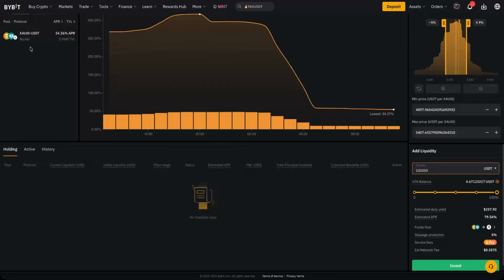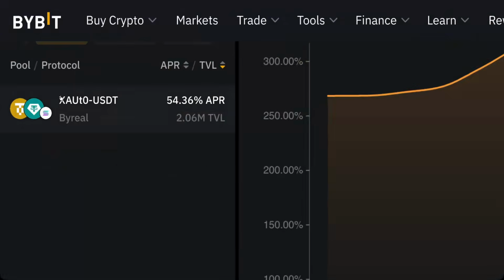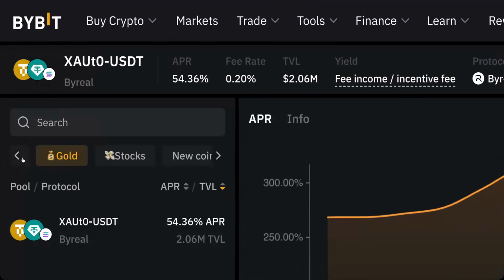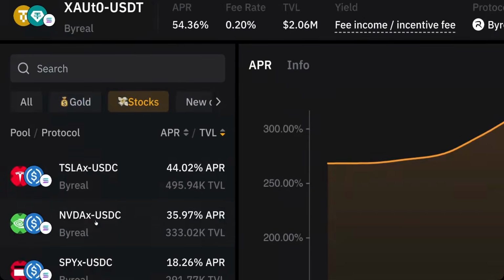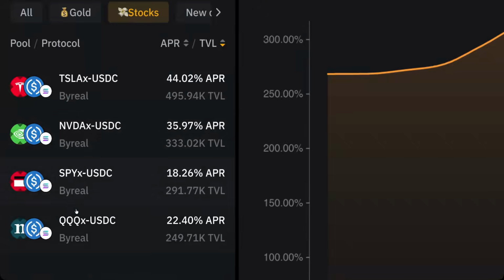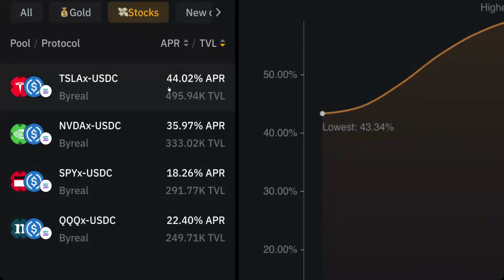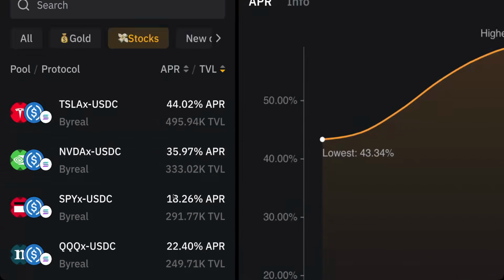So you can as well use the liquidity pool option to invest in stocks as well. If you want to invest in Tesla, okay, Nvidia and the rest. So if we say Tesla is about 44%, you can see the percentage you'll be getting right here.